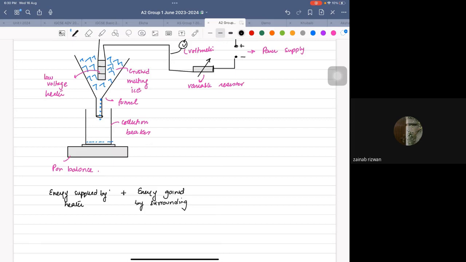So this is something very important to remember. And what is it contributing to? Energy absorbed by melting ice. Is it clear, everyone? So this is the only difference, right? Yes. Now what will we do here?